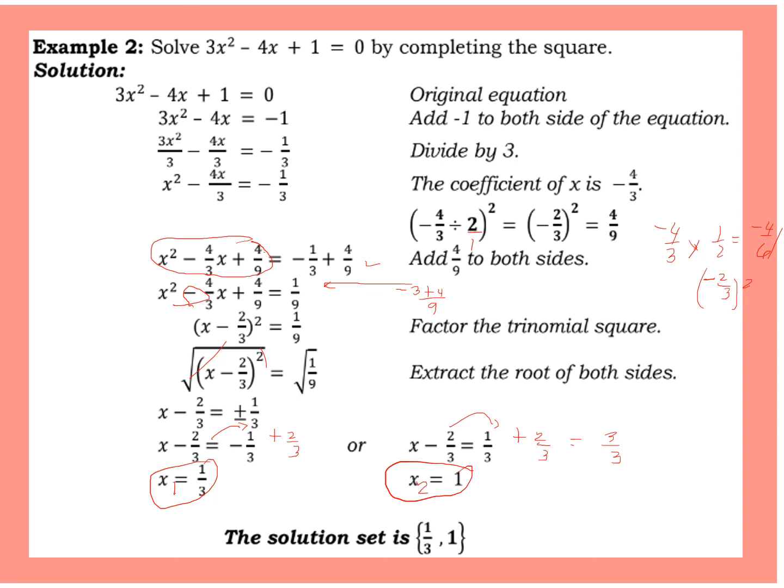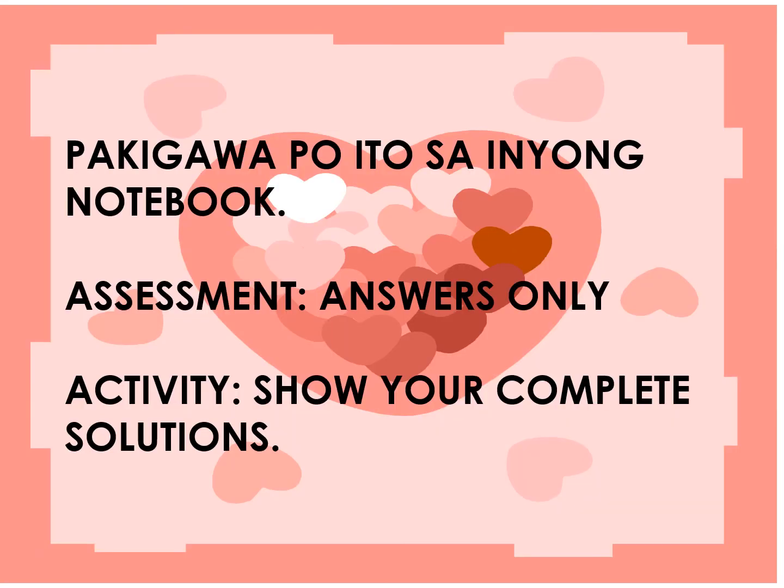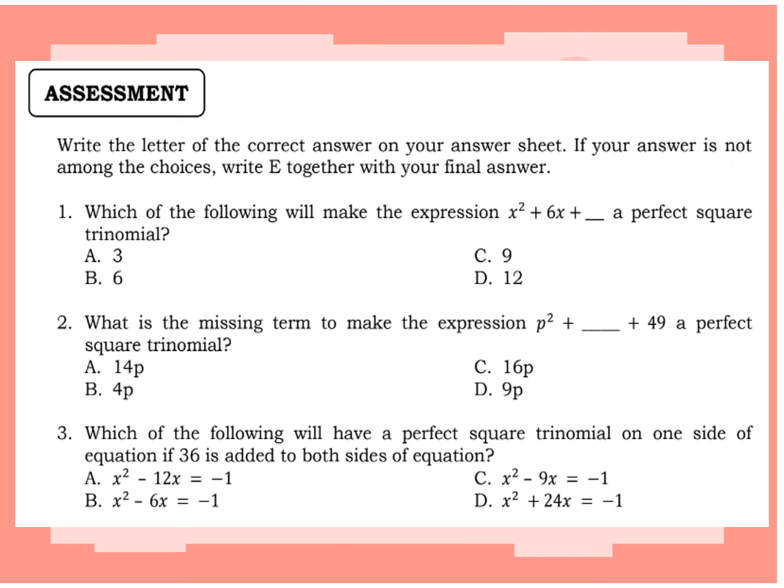So, the solution set or the roots of the given equation, 3x² - 4x + 1 = 0, is 1/3 and the other one is 1. Okay po. So, let's proceed. I have here yung instruction kung paano gawin.